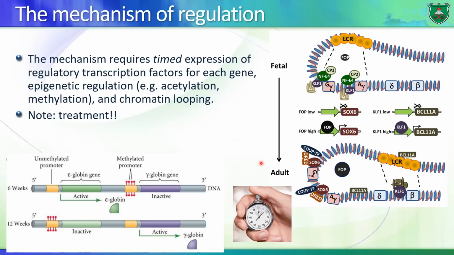Now, something else that I should have mentioned as well is that note that in the alpha gene cluster, by the way, we have 2 genes. Each chromosome contains 2 genes of alpha, whereas with the beta gene cluster, we have 2 beta genes.